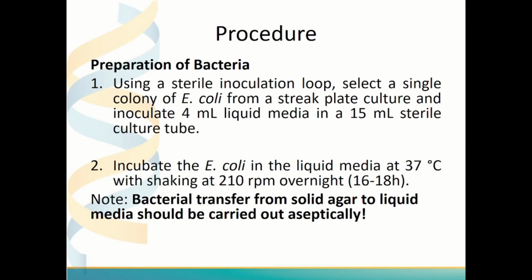First, using a sterile inoculation loop, select a single colony of E. coli from a streak plate culture and inoculate 4 milliliters of liquid media in a 15 milliliter sterile culture tube. Firstly, we have to have this streak plate culture of E. coli, and then we prepare 4 milliliters of liquid media in a 15 milliliter sterile culture tube, and select a colony of E. coli from the streak plate into the 4 milliliters of liquid media.